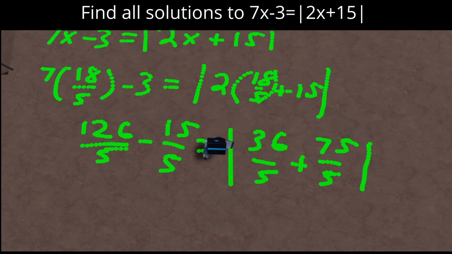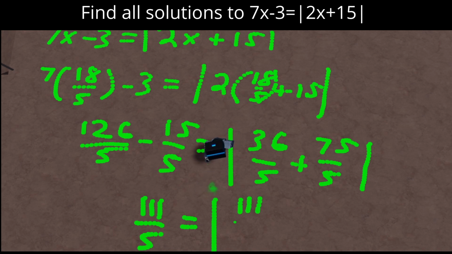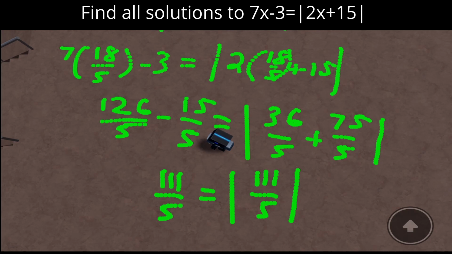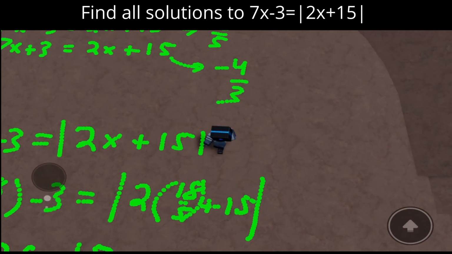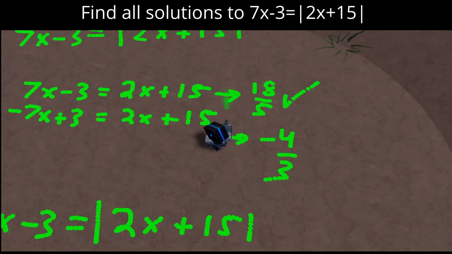And then let's just check this. 126 minus 15 is 111 divided by 5. And this is equal to the absolute value of 36 plus 75, which is also 111, and then you have divided by 5. And then it's a true statement. Well, yes, because the absolute value of 111 over 5 is just 111 over 5. So this is a true statement. Therefore, our solution of 18 fifths is a true solution.